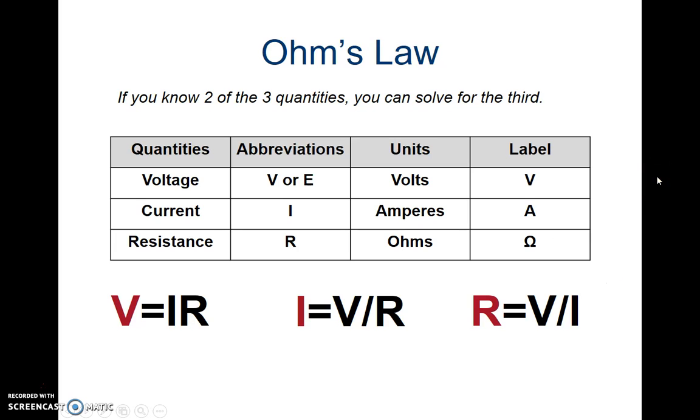Alright, so here are our three equations. It is super simple. If you can multiply and divide on a calculator, you will have no problem with Ohm's Law. If you want to find voltage, all you have to do is take I times R, so current times resistance. Write that down. If you want to find current, or I, all you have to do is take V divided by R, voltage divided by resistance. Write that down. If you'd like to find resistance, all you've got to do is take V divided by I, so voltage divided by current. Write that down.